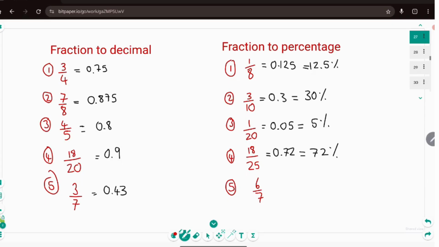6 divided by 7. Again, we get a long decimal here. I'm going to round it to 0.857. As a decimal, multiply it by 100, 85.7%. You may have rounded it up to 0.86 or 86%.